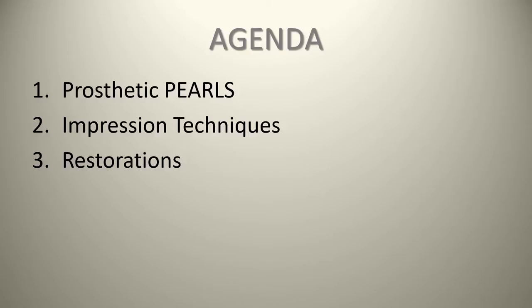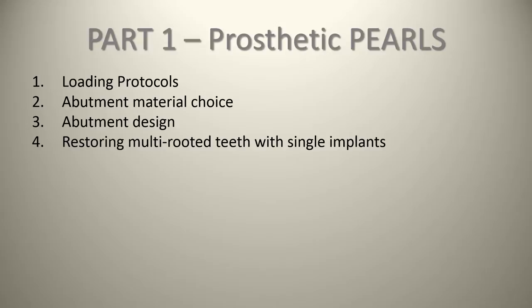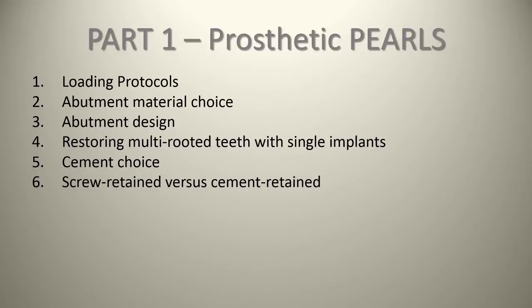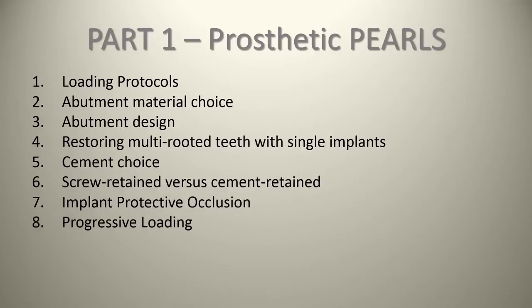To further break part 1 down, the section on prosthetic pearls, we're going to talk about 10 things. Number 1, loading protocols; number 2, abutment material choice; number 3, abutment designs; number 4, restoring multi-rooted teeth with single implants, and some considerations for that; number 5, the choices of cement that can be used in cemented prostheses; number 6, screw-retained versus cement-retained prostheses; number 7, implant protective occlusion; number 8, progressive loading; number 9, pontic designs; and finally number 10, some of the 7 principles that we borrowed from architecture that we're going to try to apply to prostheses. These were published in an article in 2004 by Dr. Lee Sun-bok from South Korea.